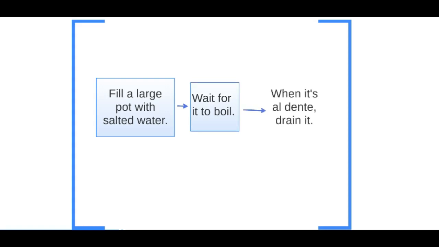Next, I'm going to wait till it's al dente, or just the right amount of softness, hardness, and then I'm going to drain it. So when it's al dente, I'll drain it. I write my words kind of on top of each other. I write my box. I am out of space in my brackets in my little area where I'm writing.